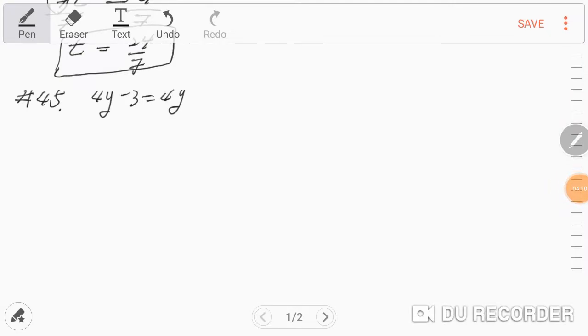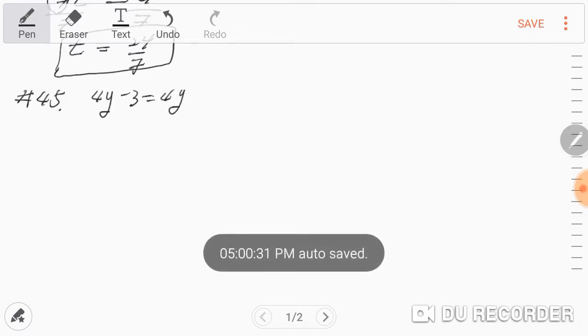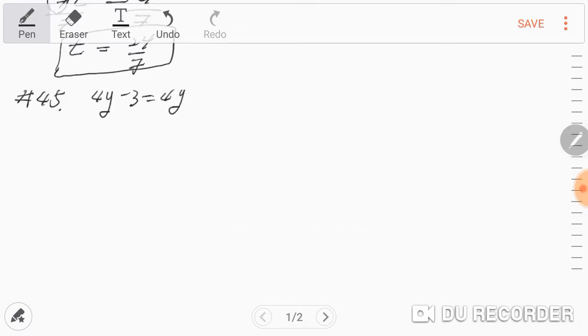Okay, now number 45 on page 55. There are 4y on both sides. There are actually 2 terms on each side, so one term on each side. So let's move 4y from the right side to the left. So subtract 4y from each side.